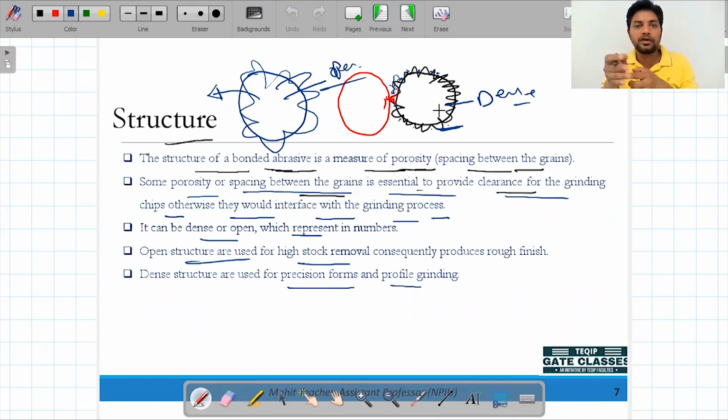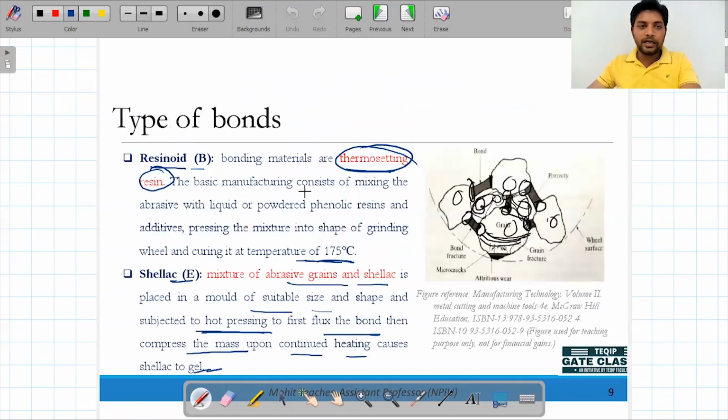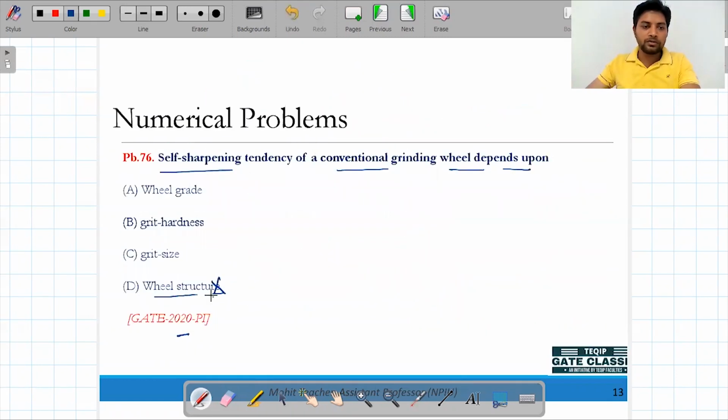मतलब इससे ग्रेन्स अपने आप को सेल्फ शार्पनिंग कैसे कर लेगा, मींस आप चाहे 10 ग्रेन्स यूज करिए, चाहे 100 ग्रेन्स यूज करिए, चाहे 1000 ग्रेन्स यूज करिए, that will remove the material from the workpiece surface. How can it have the ability of self sharpening? Okay, so it does not have self sharpening, so this is the wrong answer.